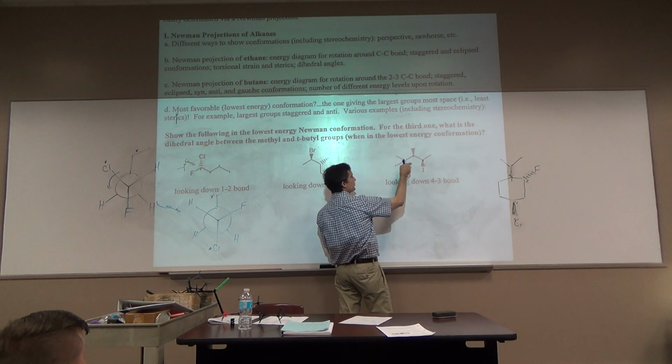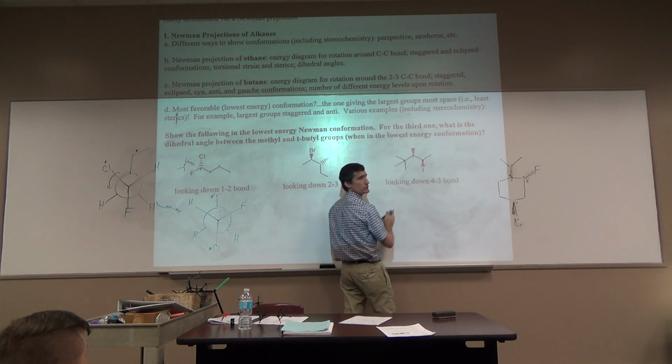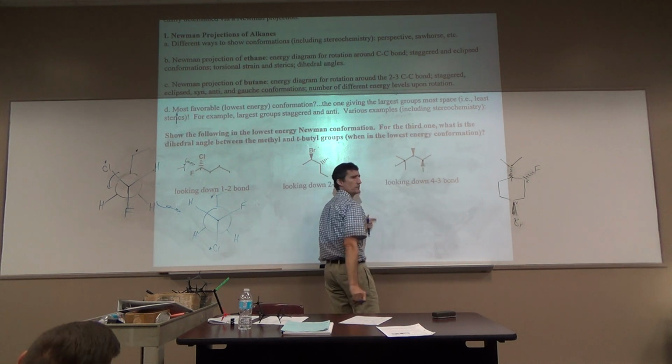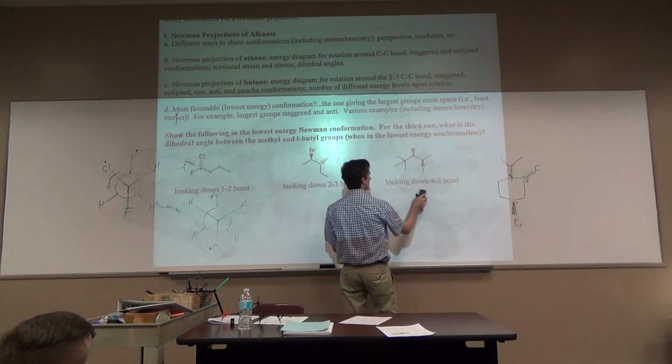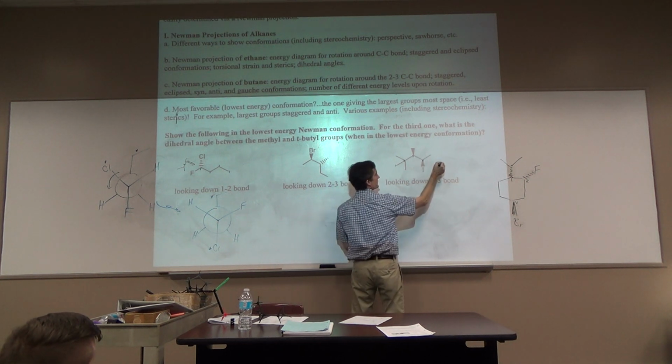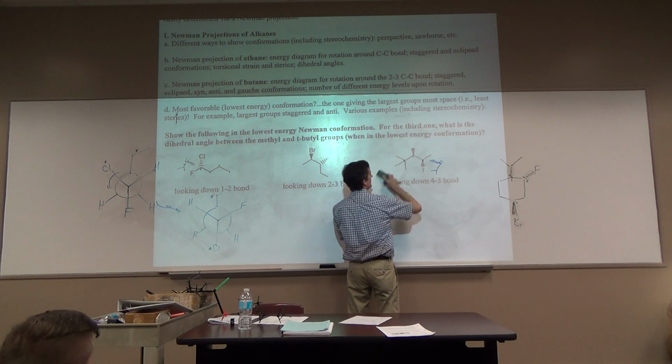You'd have dimethyl, 2 methyls at the 2. You'd have 2 things at the 2 position. Or if you came this way, you'd only have 1 thing at the 2 position. So this is the correct numbering. So looking down 4-3, we're standing here, looking down this way.